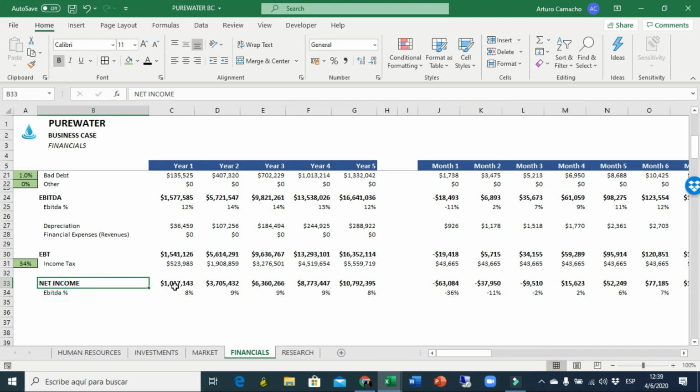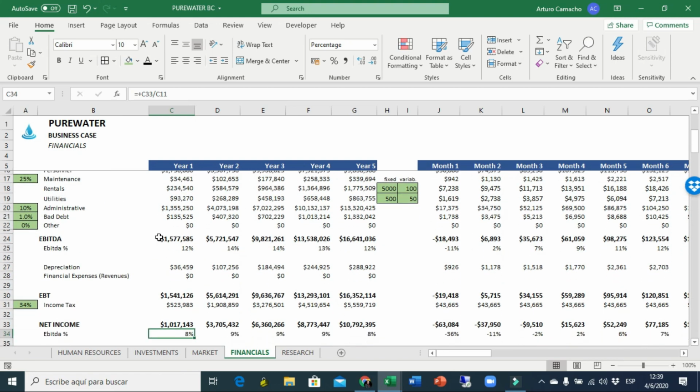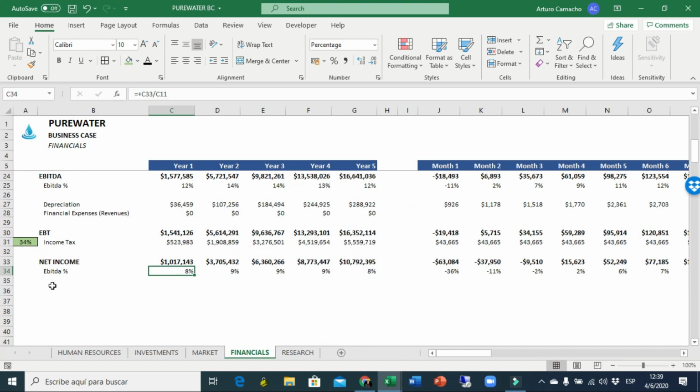Then we have the net income, which is just the EBITDA minus the depreciation, the financial expenses, the income tax. Okay, and then we do that as a percentage of the revenue also, and we then are ready at least with the income statement. Okay, now we have to work out the balance sheet and the cash flow. First, I'm going to begin with the cash flow, so stay tuned.